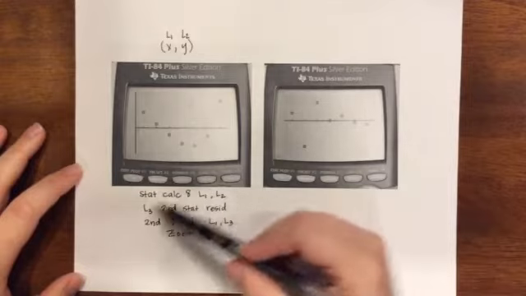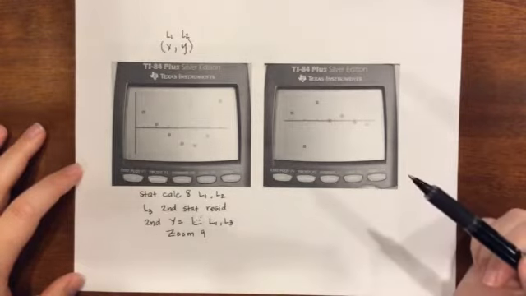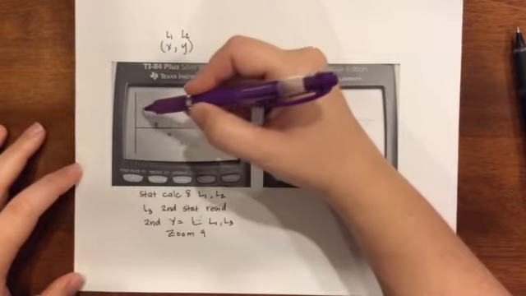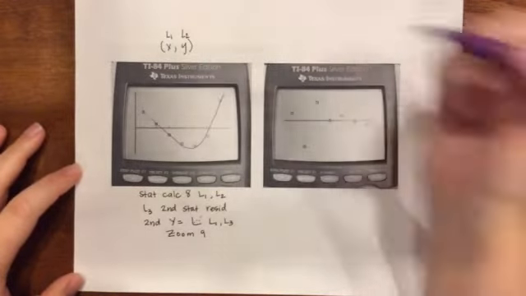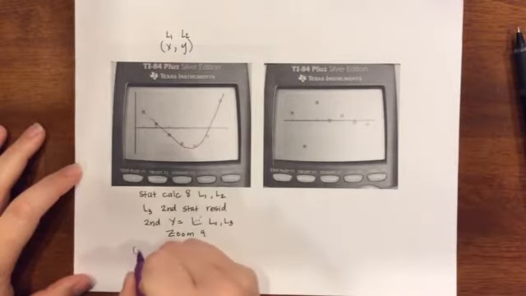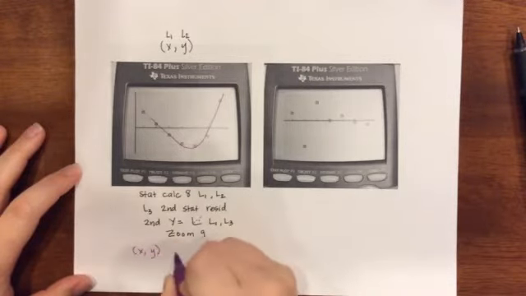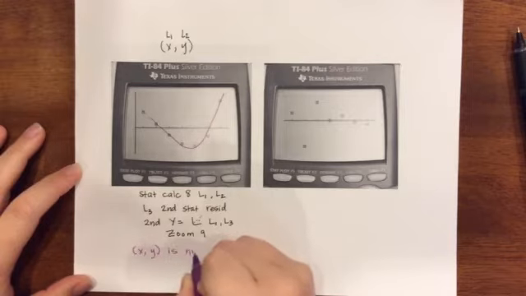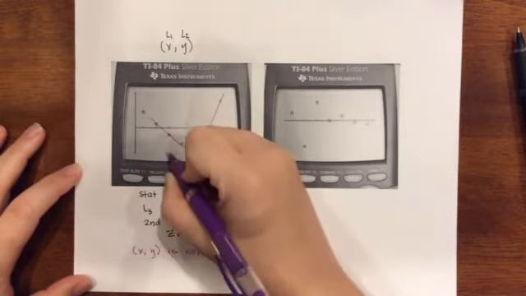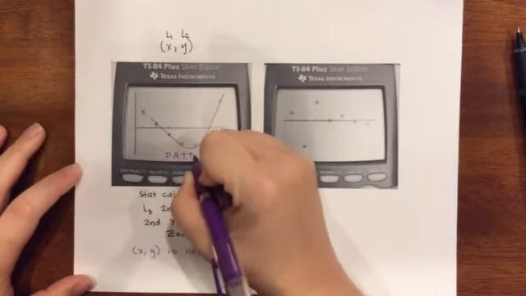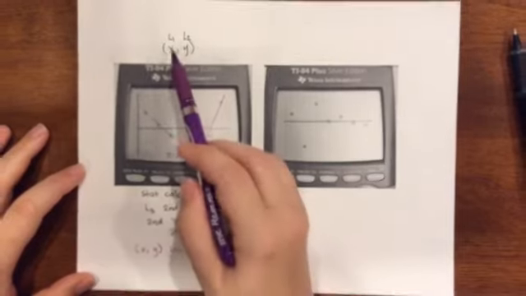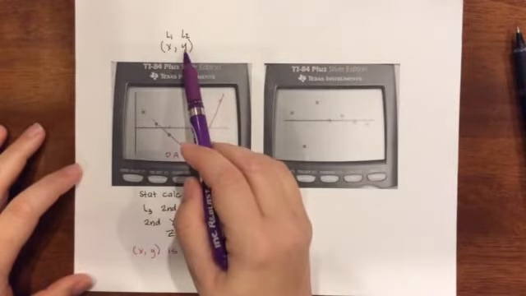So if you need practice, maybe pause the video, try those instructions yourself, and see if you can get that picture. Now we can see that in this picture, we have ourselves a pattern. And we don't want patterns. So a pattern suggests that x comma y is nonlinear. All right, so we cannot use a least squares regression line to model the data x comma y.